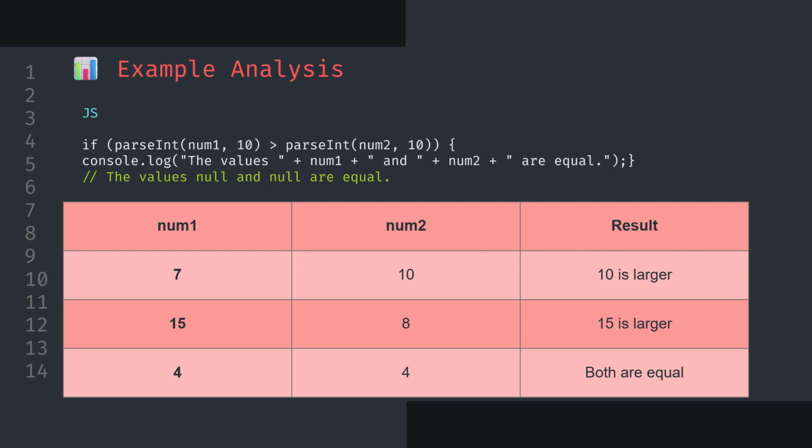Let's walk through some examples. If num1 is 7 and num2 is 10, we print 10 as the larger number. If both inputs are equal, we print a message indicating equality. This helps us understand how the logic branches work.